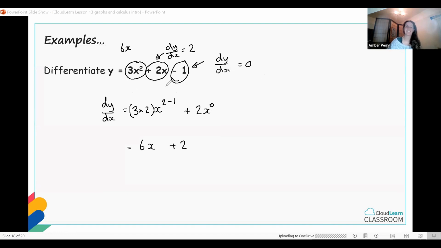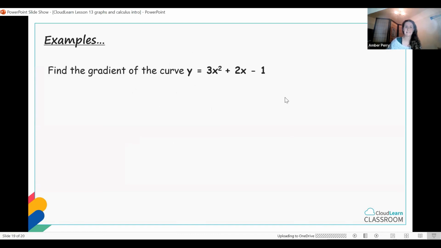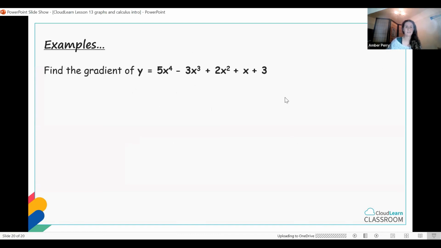Okay, let's do another example. I'm going to do this one first. Okay, so we've got loads of terms here, all very similar. So let's just use that pattern all the way through. So I'm going to take this power 4 and I'm going to bring it down and times it by the 5. So I've got 20. And then I'm going to reduce the power by 1, x cubed minus.